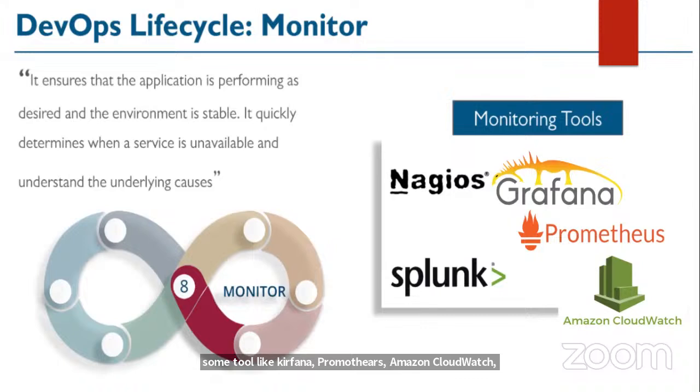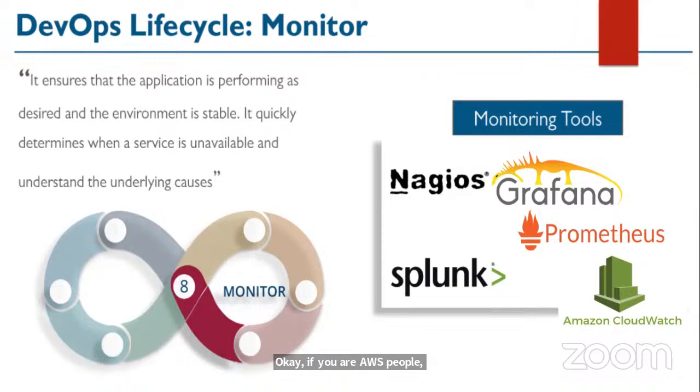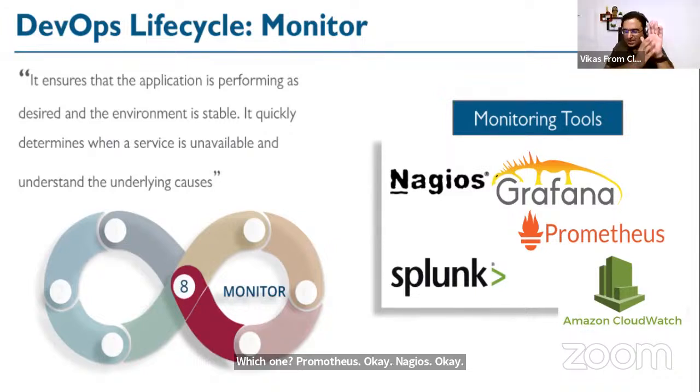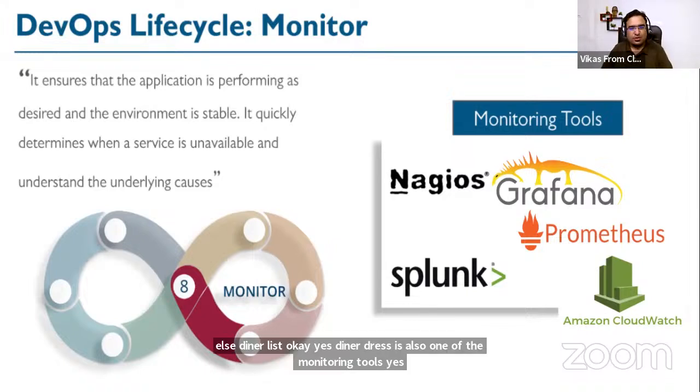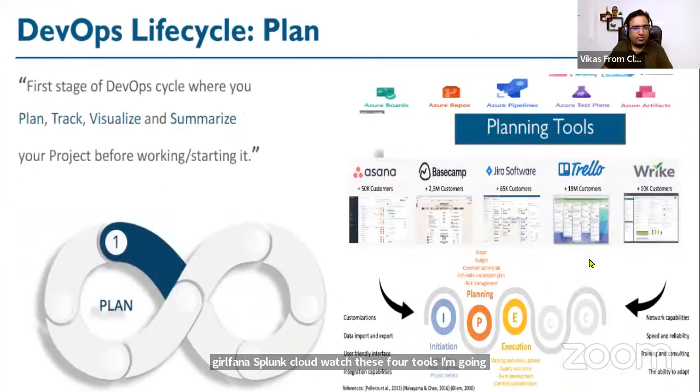CloudWatch. Okay. If you are AWS people, yes, CloudWatch is the option. What else? Dynatrace. Prometheus. Okay. Nagios. Yes, Dynatrace is also one of the monitoring tools. Splunk you use, Prometheus, Grafana you use. Out of that, Prometheus, Grafana, Splunk, and CloudWatch, these 4 tools I am going to teach you in the upcoming classes. So just quickly revise, for planning purposes, which tool we have to use.